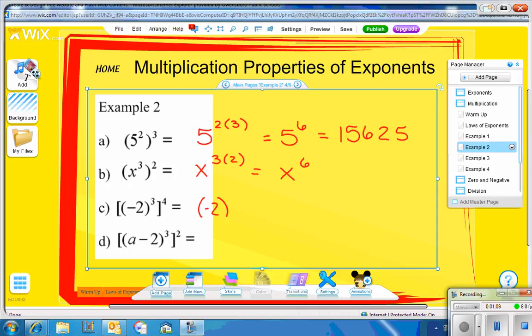Negative 2 to the third raised to the fourth means you multiply the exponents. And so you get negative 2 in parentheses to the 12th. Now remember, when it's an even exponent, your answer is going to be positive. So negative 2 to the 12th is a positive 4,096.